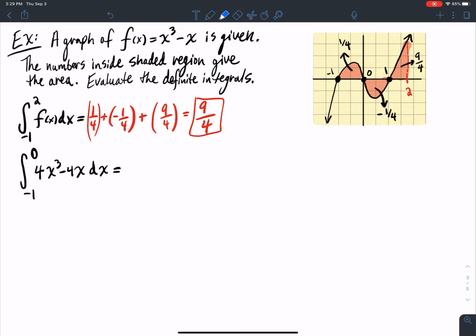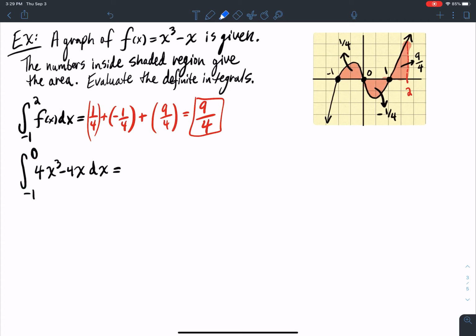The next one is a little bit different. Why is it a little different? Because our function now is 4x cubed minus 4x. So I have to ask myself, how does that relate to f of x? From the picture, I see from negative 1 to 0. So we're probably dealing with this area here, and that 1/4 is going to play a role.